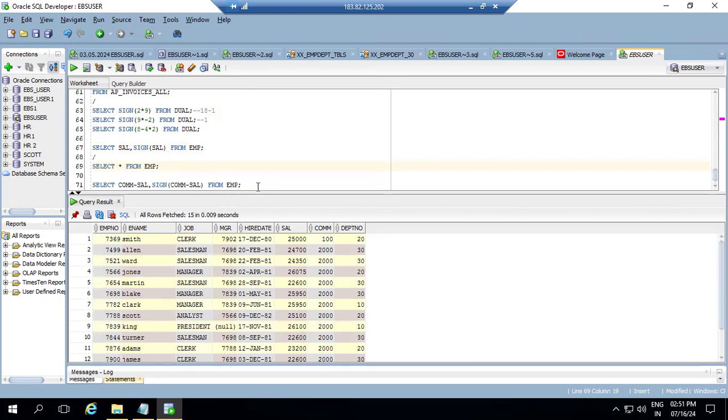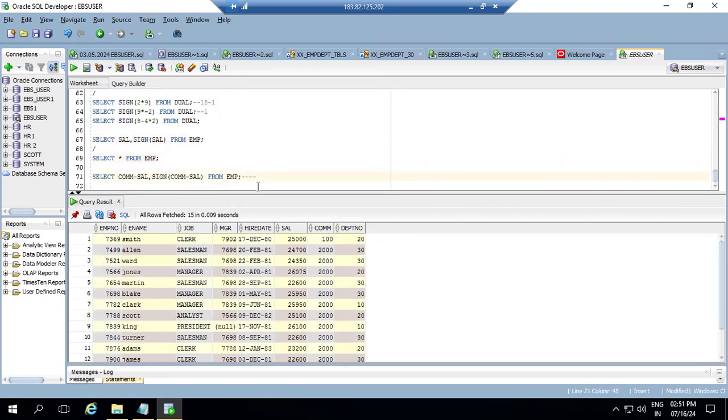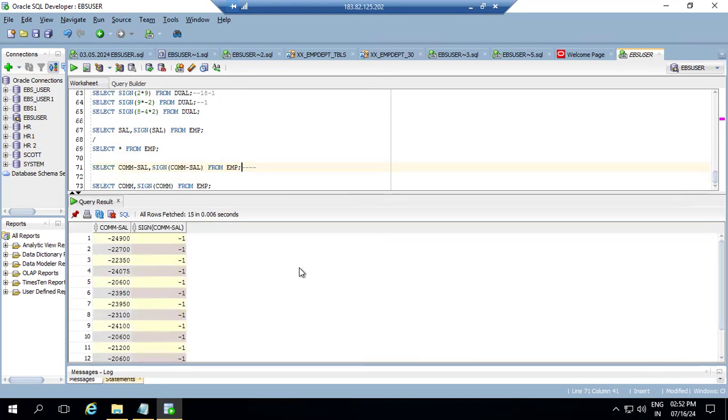So you just tell me the output for the first one and we will execute. Select sign of commission minus sal. What type of output will I get for the first one, for Smith? Commission minus sal means 100 minus 25,000 over here, right? Minus 1. So you're getting the output as -1.